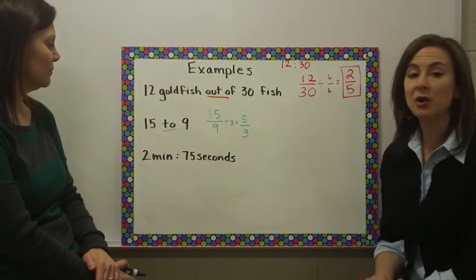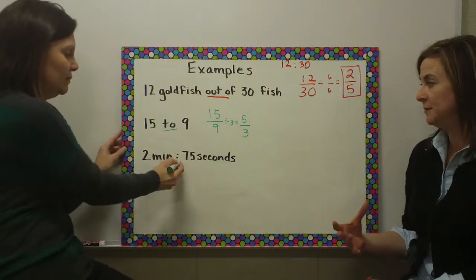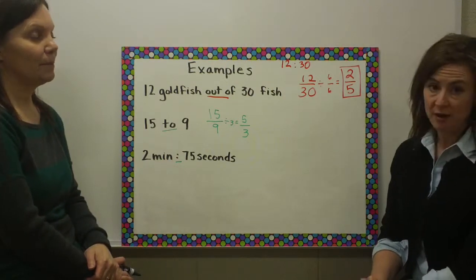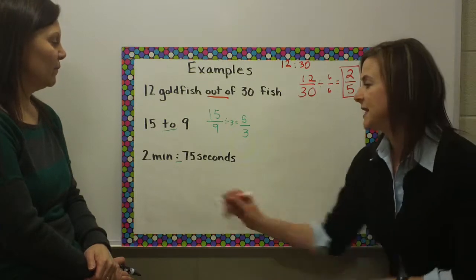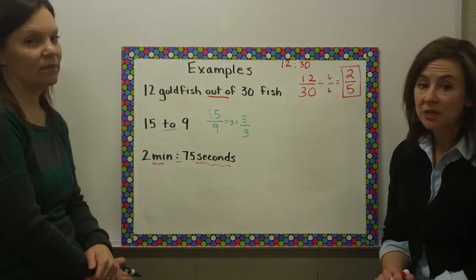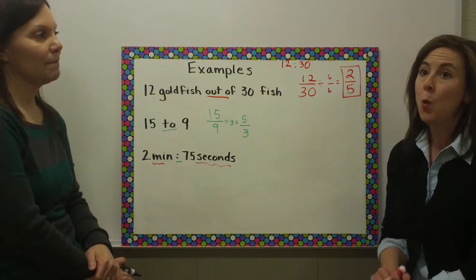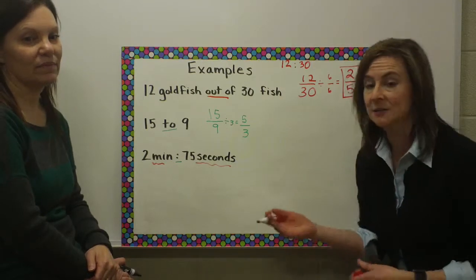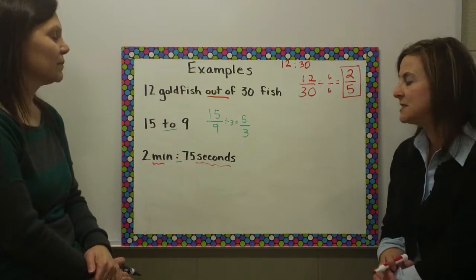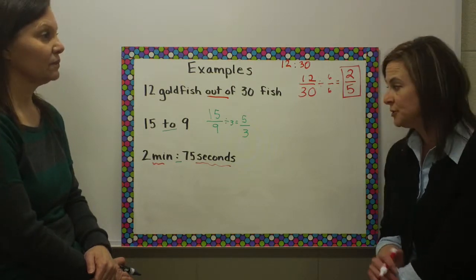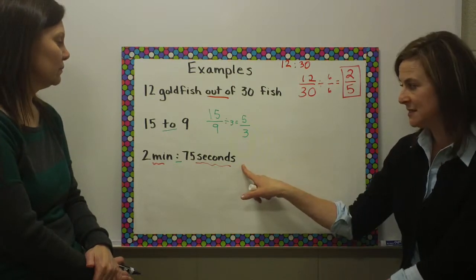Notice here we have the colon as an example of comparison. Again, we're going to write this using the division bar, but notice that we have minutes compared to seconds. Those are different units of measure. As you know, 1 minute is not the same as 1 second. So we have to make these the same unit of measure. Again, we're going to go with the smallest unit of measure. So we're going to use seconds.